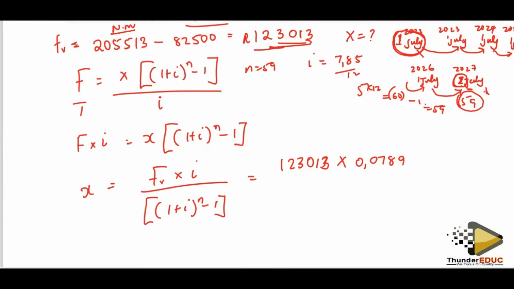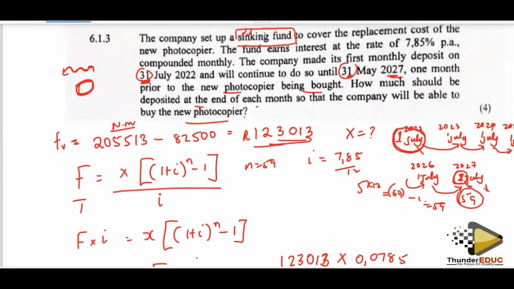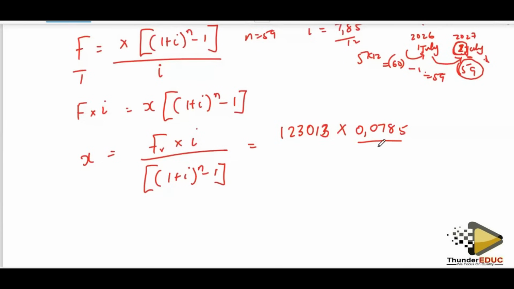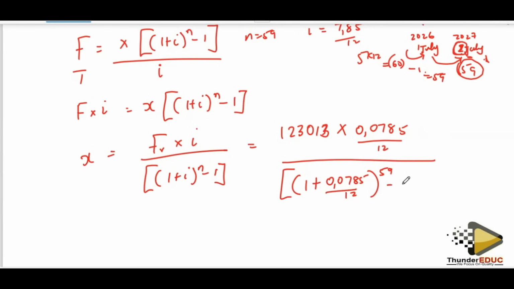Is it 89 or 85? What's the problem? It's 85. Let me confirm, please. Okay, it's 85, guys. We're dividing this by 12 since we're compounding it monthly. That is fine. Over, we have 1 plus 0.0785 over 12. We can alternatively use that button of the percentage in the calculator so that you don't have to divide by 100.